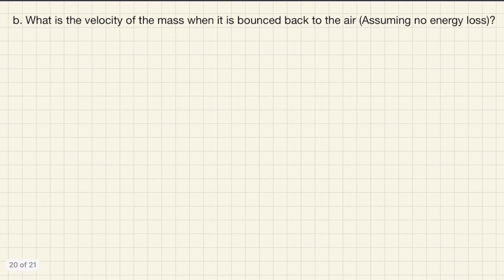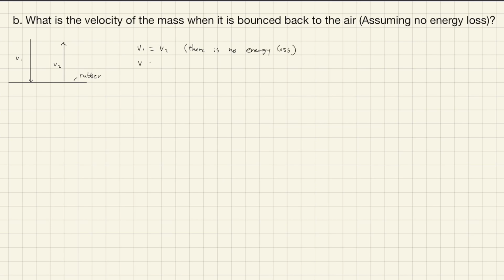Next, part B asks us to find the velocity of the mass when it is bounced back into the air, assuming that there's no energy loss. Here, we should notice that no energy loss means that the velocity of the ball bouncing into the rubber is the same as the velocity of the ball bouncing back out into the air.